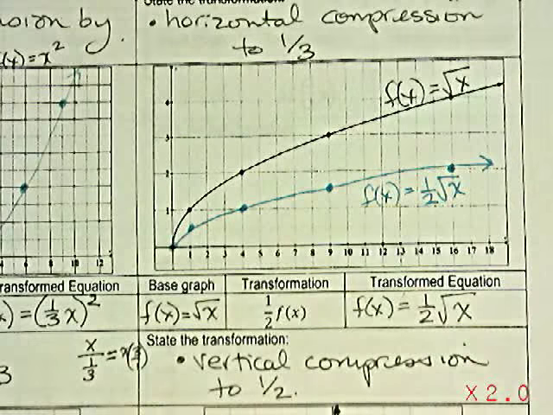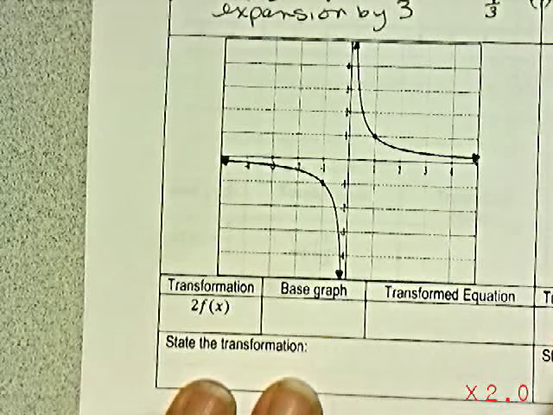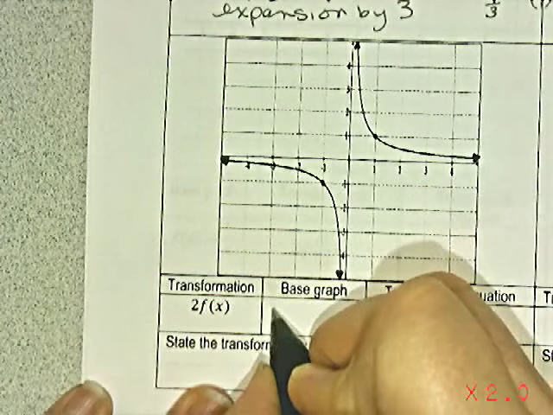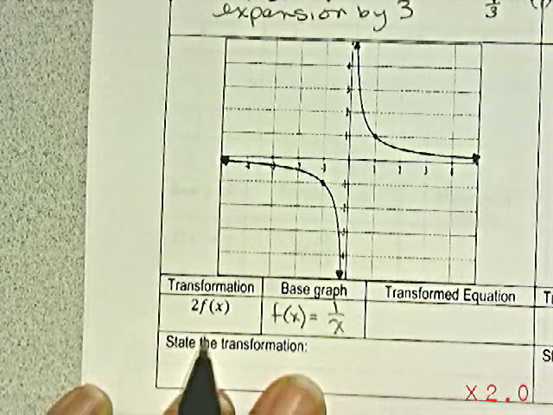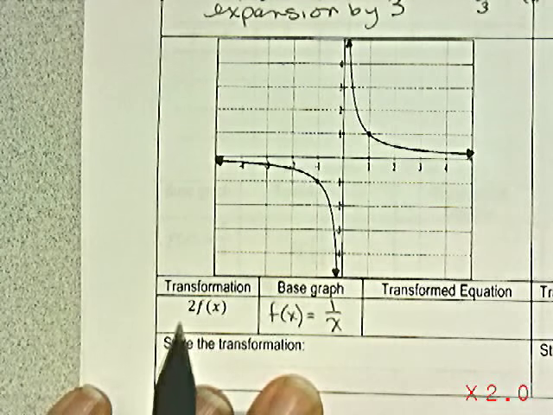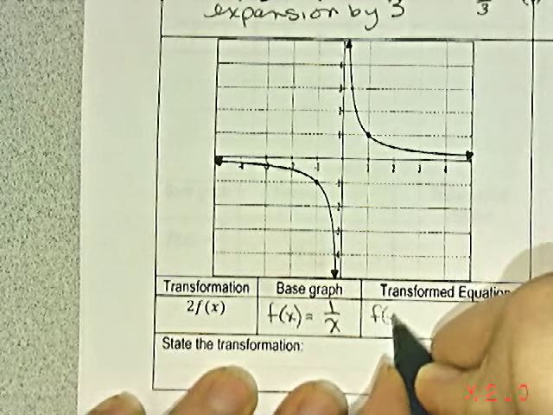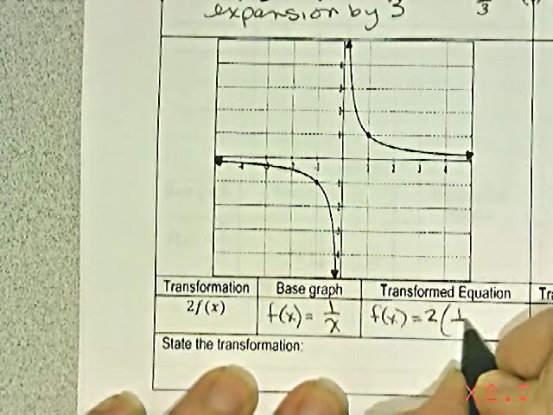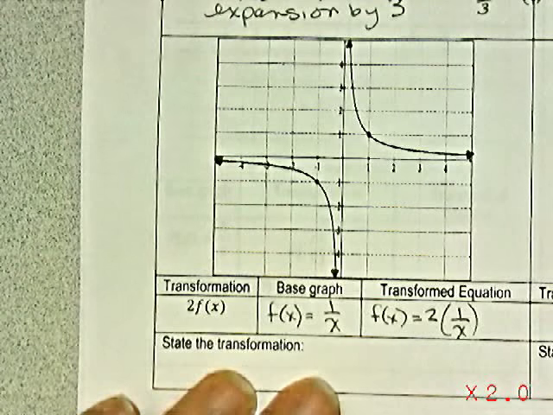Okay, taking a look at my radical function. Hopefully you had no troubles with this one. My base graph here, f of x, is equal to 1 over x. If I have a multiplication factor out front of 2, then I could state my equation as a 2 in front of 1 over x, or I could multiply that 2 in the top. You'll see that as well.